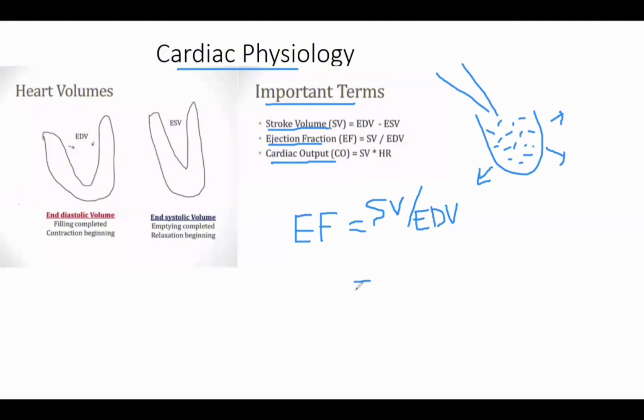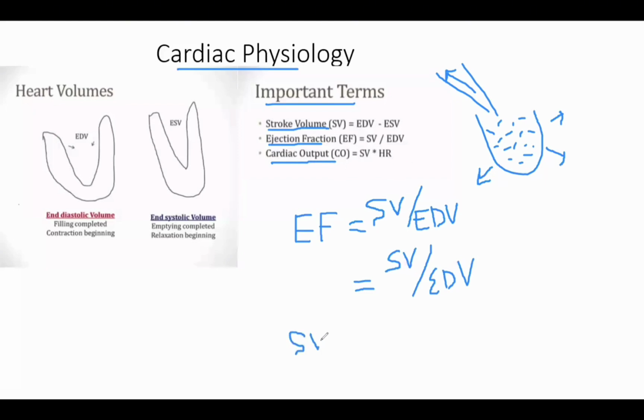So if we calculate it like this, the stroke volume divided by EDV, we will get that this much fraction of end diastolic volume has been ejected. And that fraction which has been ejected is known as ejection fraction.